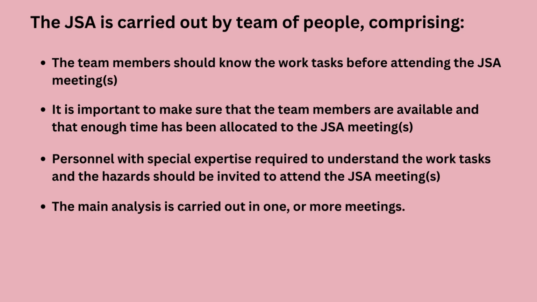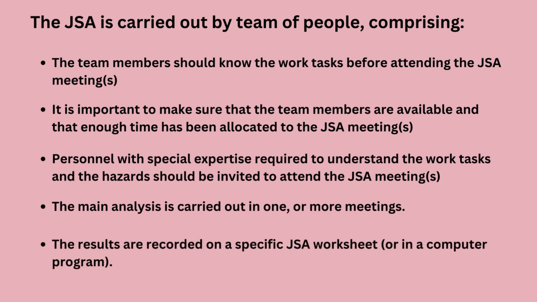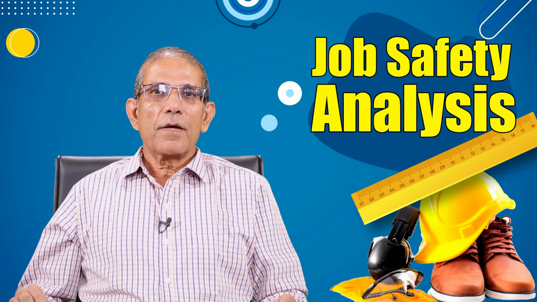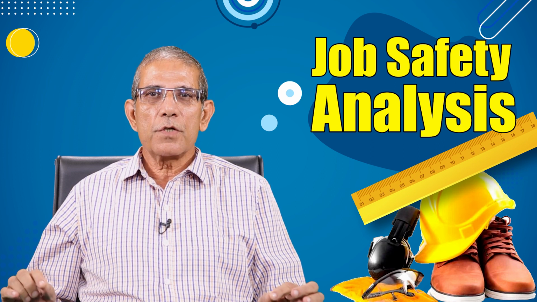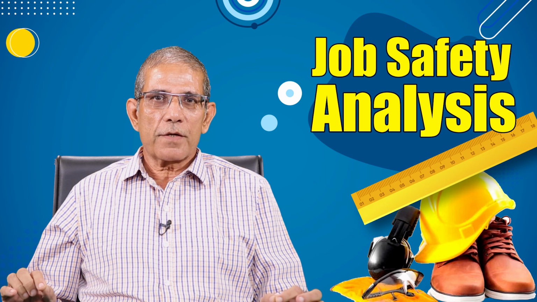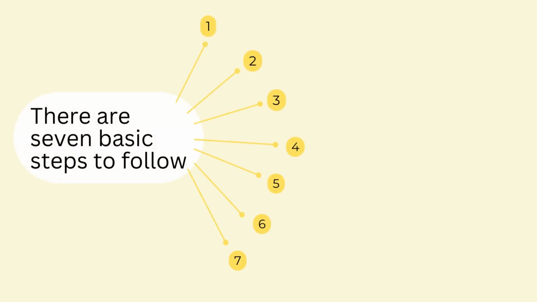The main analysis is carried out in 1 or more meetings. The results are recorded on a specific JSA worksheet or in a computer program. JSA has a specified procedure. Specific instructions for the JSA process are given in 7 basic steps that are to be followed. Step 1 is the process prerequisites.